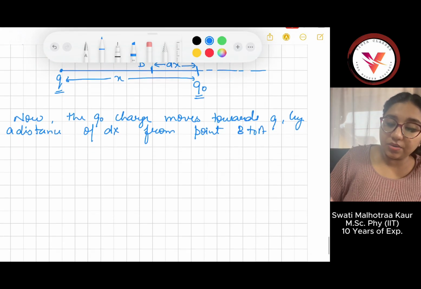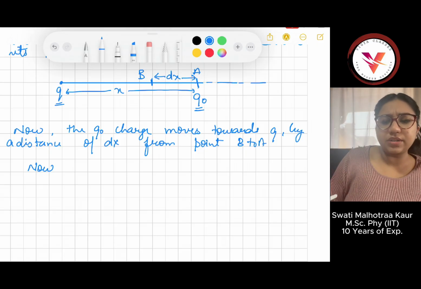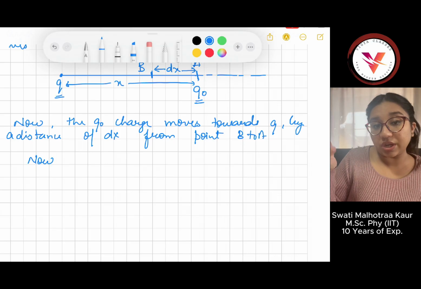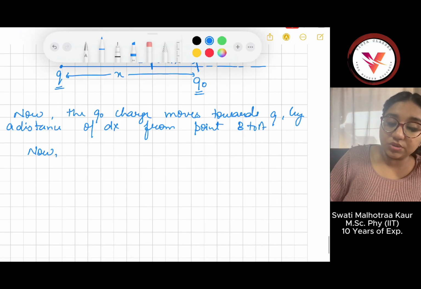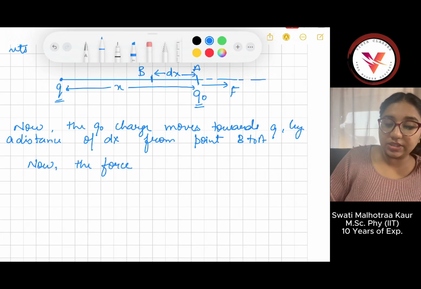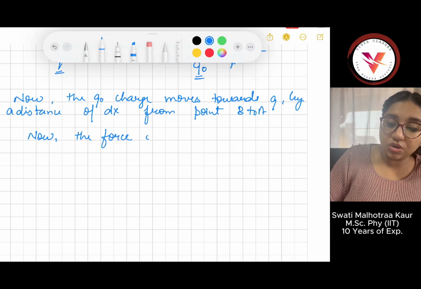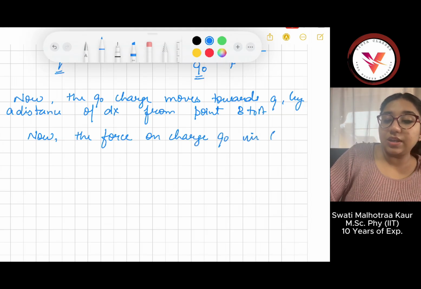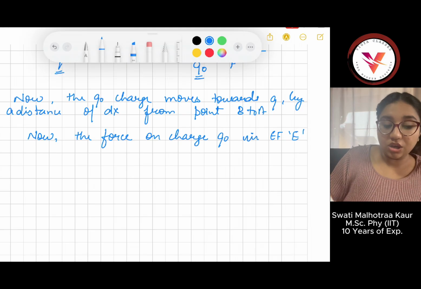Fine. Now the work done. Initially, we'll calculate the force, because we need force to calculate work done. The plus Q applies a force in this direction and the charge has moved in this direction. So now the force on charge Q naught in the electric field E of source charge Q.